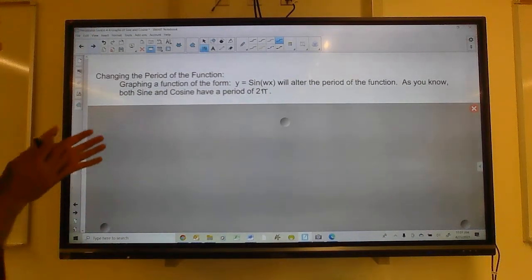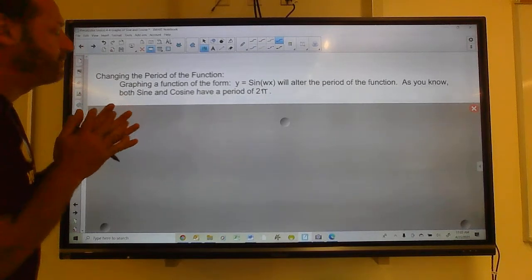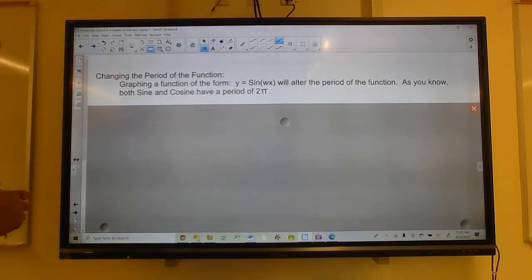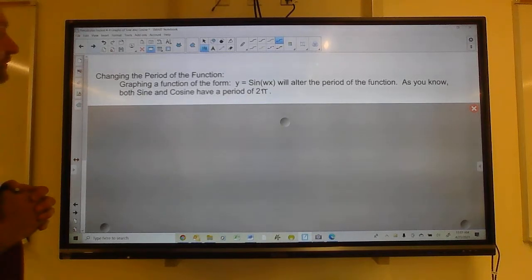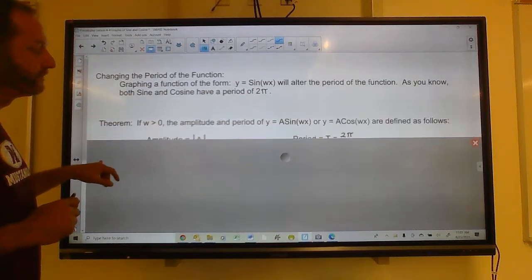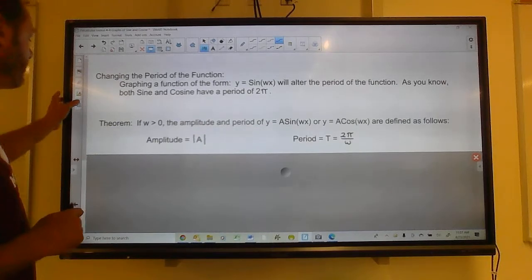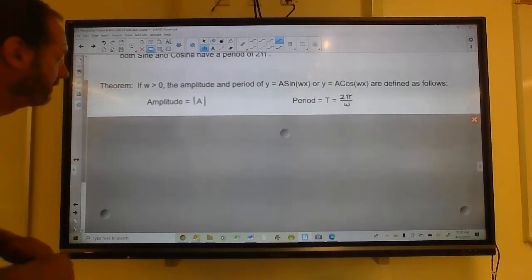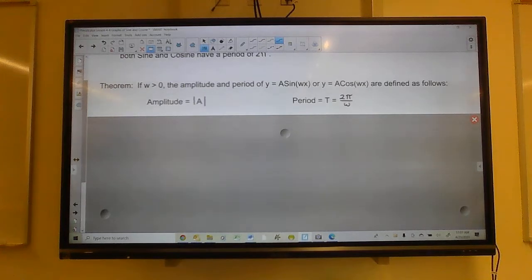Okay, changing the period. Graphing a function of the form y equals sine wx will alter the period of the function. As you know, both sine and cosine have a period of 2 pi. All right, so here's a theorem that you want to know. If w is greater than 0, the amplitude and period of y equals a sine wx or y equals a cosine wx are defined as follows. The amplitude is the absolute value of a. You should never miss that question. And the period, which for some reason is called t, I'm not sure why, is 2 pi divided by w.